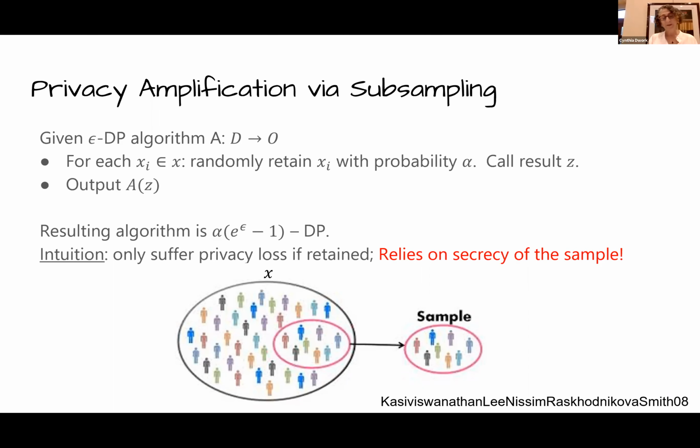That intuition isn't a proof, and there's more to the proof, but the intuition is a good guideline. Very importantly, though, this relies on the secrecy of the sample. If you start reporting whether or not you're in the sample, then privacy gets destroyed. And that gets back to what we were talking about at the very beginning. Nobody knows I was in the sample. I could have claimed I opted out. So here we see that coming back for us.